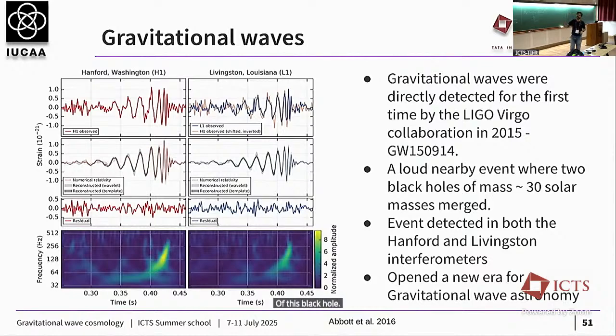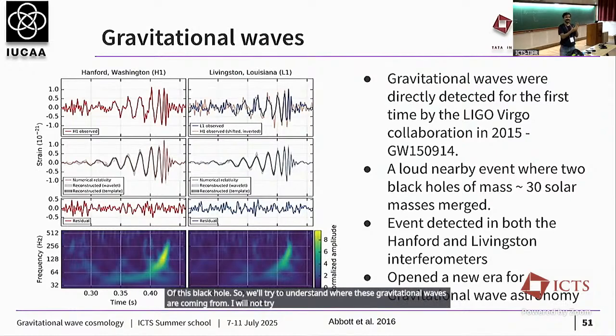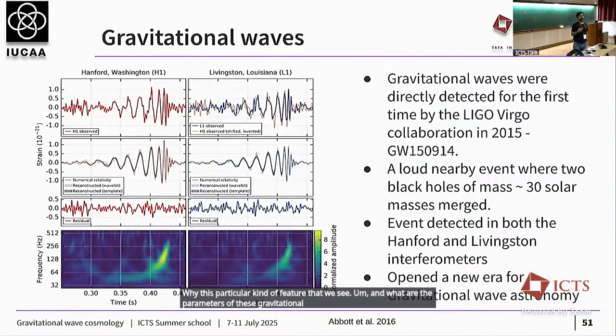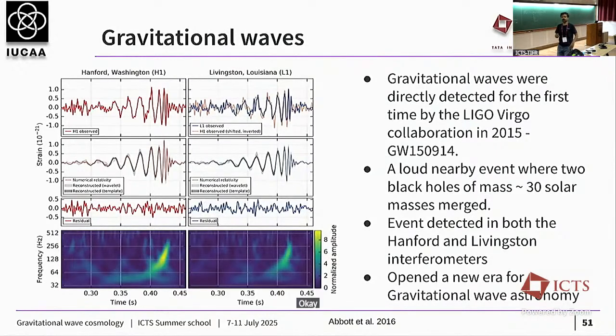So we'll try to understand where these gravitational waves are coming from. I will not try to go through the GR derivation of any of it, but I'll try to give you a more intuitive understanding of what's going on, why we see this particular kind of feature, and what the parameters of these gravitational waves are that you can actually constrain. Okay, so we'll do some sort of a semi-classical way of doing this. And then hopefully that will give you some insight into what is happening.